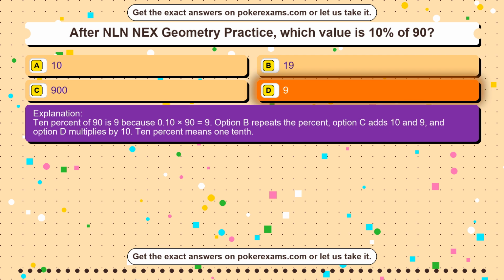Substituting 7 for x gives 3 times 7 equals 21. Option B places the digits together instead of multiplying, option C reverses them, and option D adds 3 and 7. Algebra questions often require direct substitution.